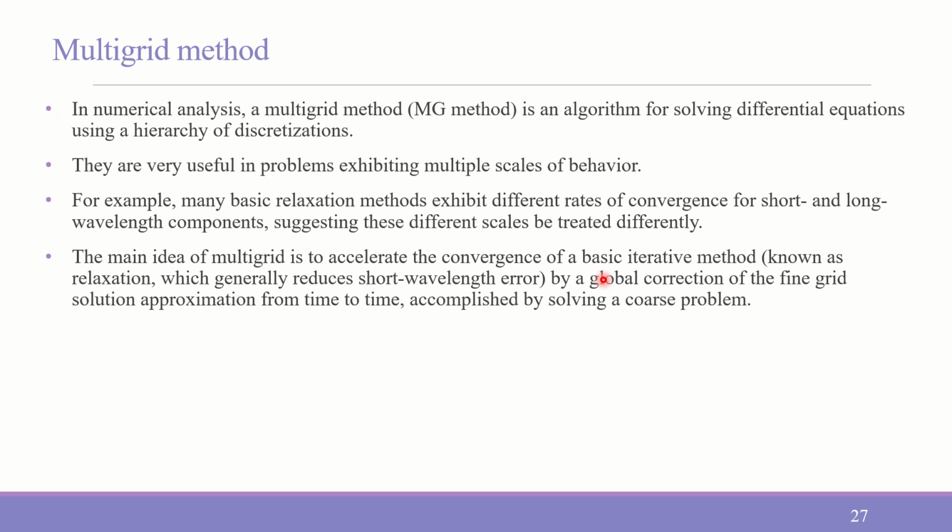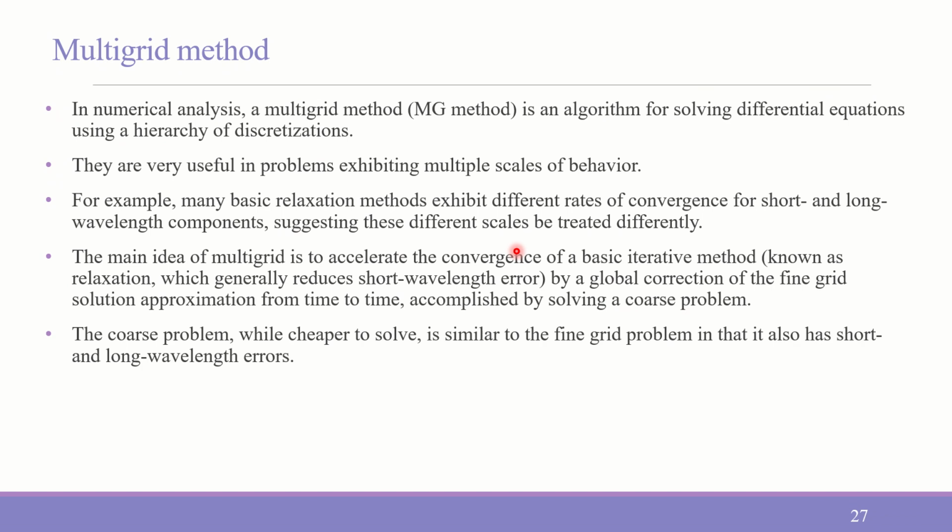So why we are going with multigrid is to accelerate the convergence rate of a basic iterative method. In a basic iterative method, we reduce the short wavelength error. So here we are reducing it, and by using a global correction of the fine grid solution approximation from time to time, accomplished by solving a coarser problem. The coarse problem, while it is cheaper to solve, is similar to the fine grid problem in that it also has short and long wavelength errors. So the coarser problem is easier to solve, but it again has short and long wavelength errors.